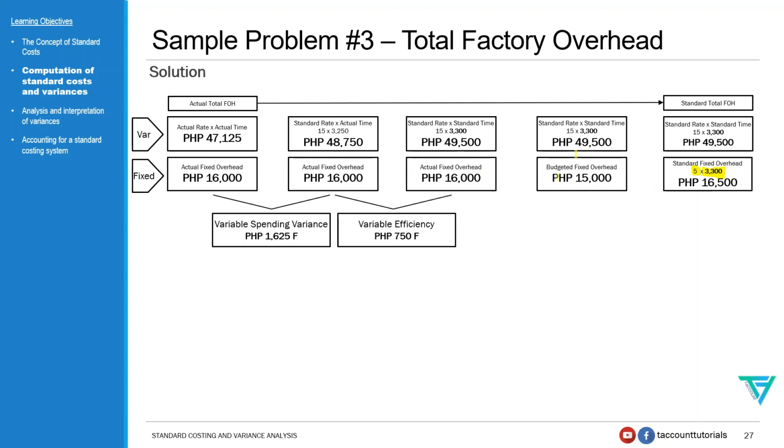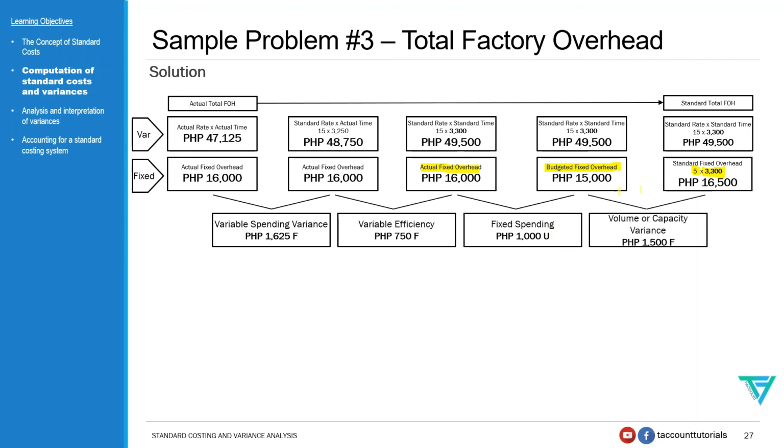So to continue the analysis, we could just get the fixed spending variance, which is 1,000 unfavorable. Okay, unfavorable because again, the actual fixed is greater than the budgeted fixed, leads to overspending, which leads to an unfavorable variance. Then we could also proceed to analyze the volume or capacity variance by deducting these two amounts, which leads to 1,500 favorable this time of a volume capacity variance. Okay, because this means that the budgeted fixed overhead is less than the standard fixed overhead applied to actual production.